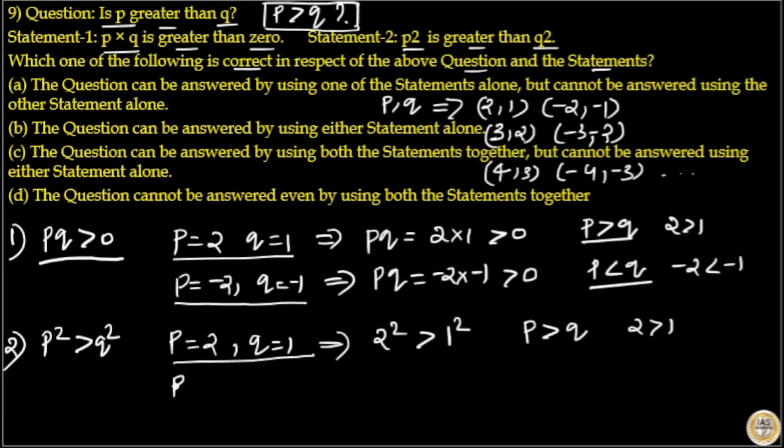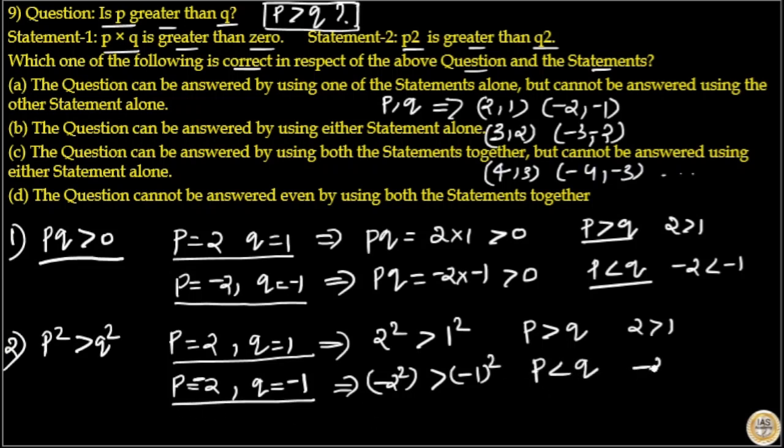And if I put the value of P as minus 2 and Q as minus 1, you can see minus 2 square is greater than minus 1 square. But you can see P is less than Q because P is minus 2 and Q is minus 1. Minus 2 is less than minus 1. So in the first case P is greater than Q and in the second case P is less than Q. So we cannot determine P is greater than Q using the second statement alone.